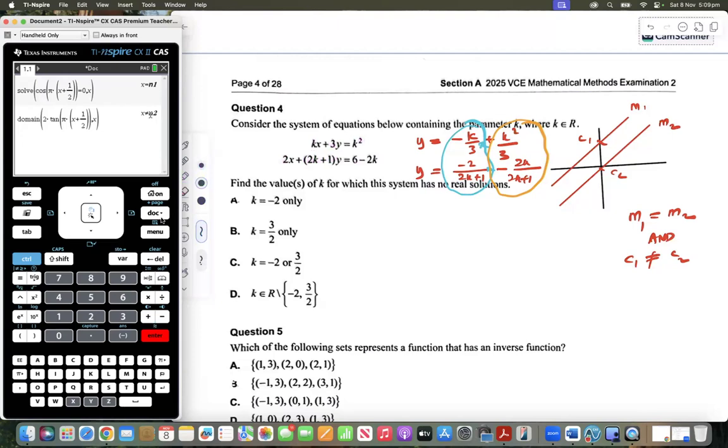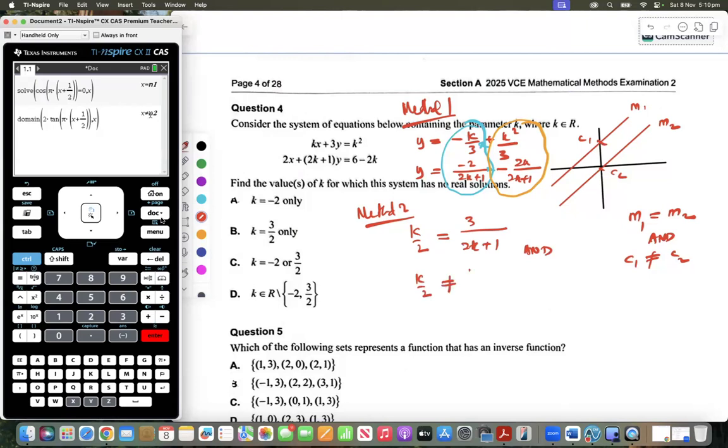I think it's wrong. Let me write it again. Okay, so this is the first method, method 1. My second method, my method 2: k over 2 is equal to 3 over 2k plus 1, and k over 2 should not be equal to k squared over 6 minus 2k. I'm just comparing those coefficients. Both the methods should give me the same answer actually.